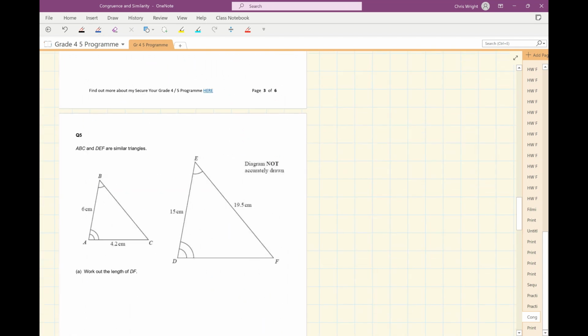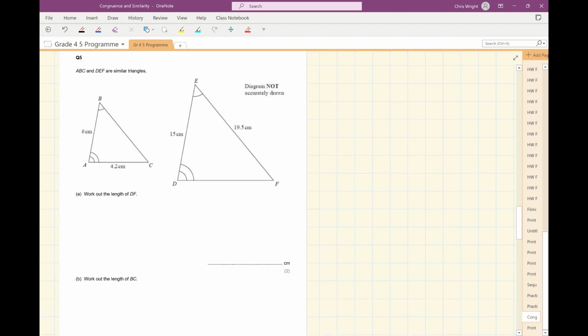Let's have a look at question 5. Here we are. Again, we've got similar triangles. Let's work out the scale factor. Which sides correspond? The 6 and the 15. So if I do 15 divided by 6, then I know that the scale factor is 2.5. Now, work out the length of DF. Well, this is DF here. It corresponds to the 4.2. It's going to be the 4.2 multiplied by 2.5. So that gives me an answer of 10.5.